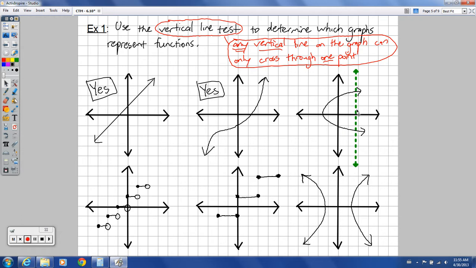So let's take our different color and draw in. Let's make it dashed just because I feel like it could be solid, but I'm going to make it dashed. So here's an example of a vertical line that crosses in 2 different points. Let's circle that point right there and circle that point right there. That's no good. So this one we're going to say no, it doesn't pass the vertical line test, because I can draw a vertical line on that graph that crosses through 2 or more points on the graph.